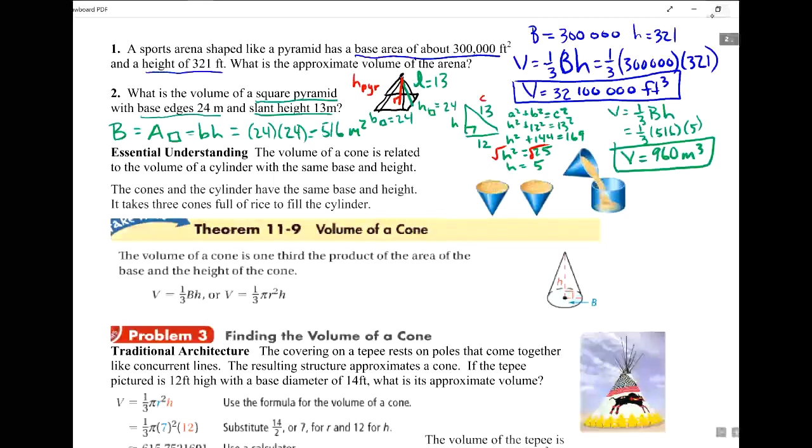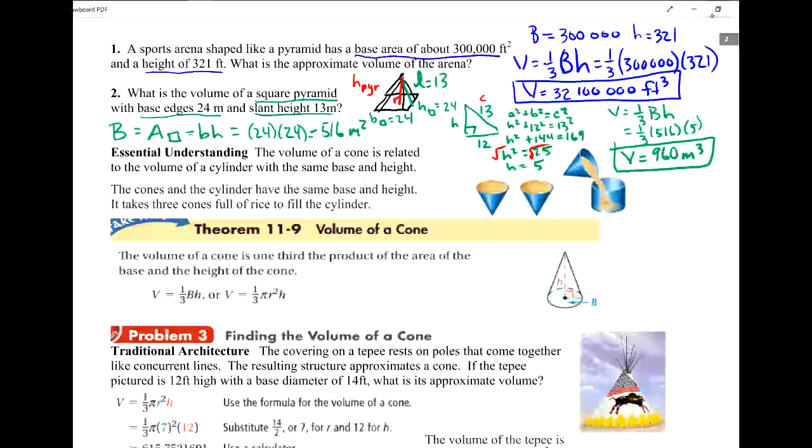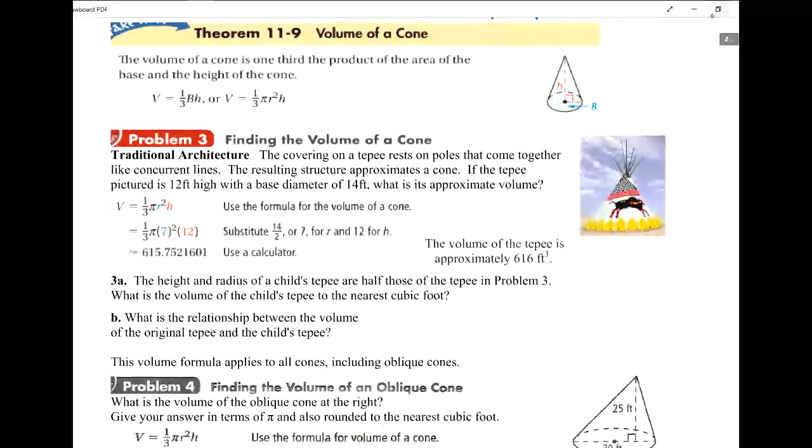Then we just write our volume formula, 1/3 times the area of the base times the height of the pyramid. Plug in our numbers, and the volume of our pyramid is 960 cubic meters. So these are not too bad. Don't forget the 1/3.